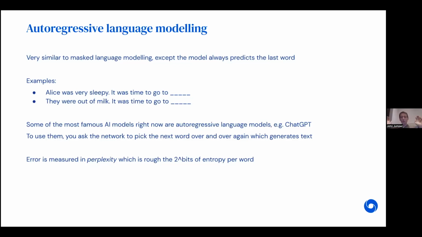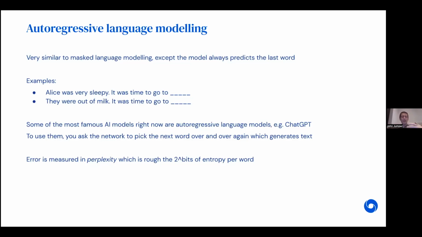Go for a run would be a bad completion there. Or they were out of milk, it was time to go to, and even though it still says it was time to go to, here maybe the store. But you can train this task, and you basically train it to say, what's the next word? And it becomes far, far better than humans at predicting the next word, but that's not really what we wanted. What we really wanted was text.